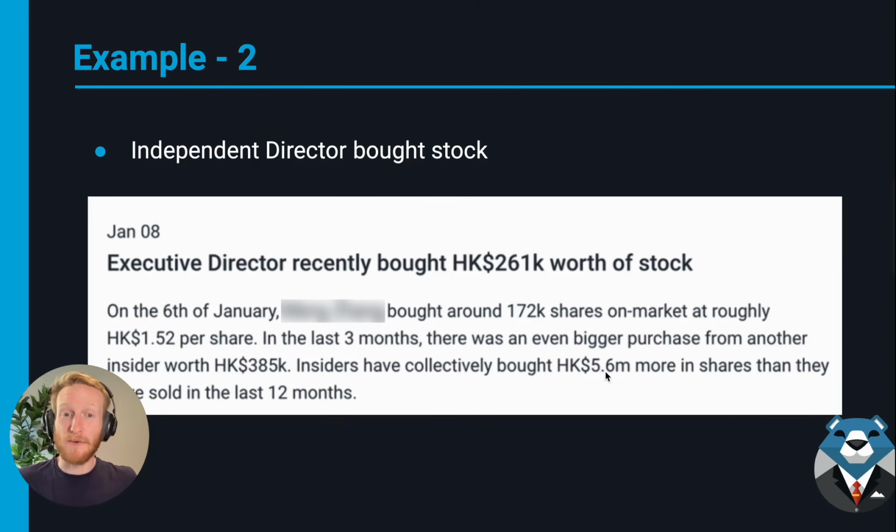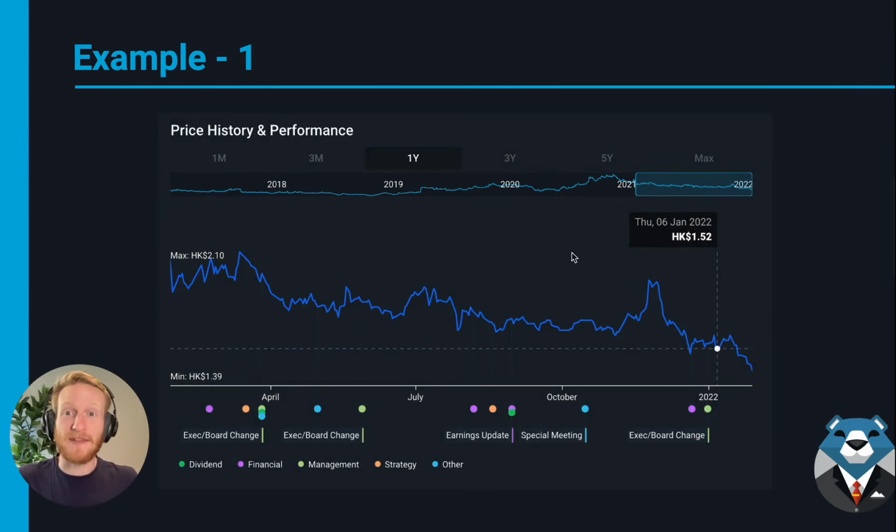Insiders have collectively bought $5.6 million more in shares than they have sold in the last 12 months. Interesting. So that seems like a kind of bullish signal. Let's see where we can go and get some more insight on this. So again, the first section I'll have a look at is the price history and performance chart of that particular stock. Now, this is when the trade roughly took place, 6th of January.